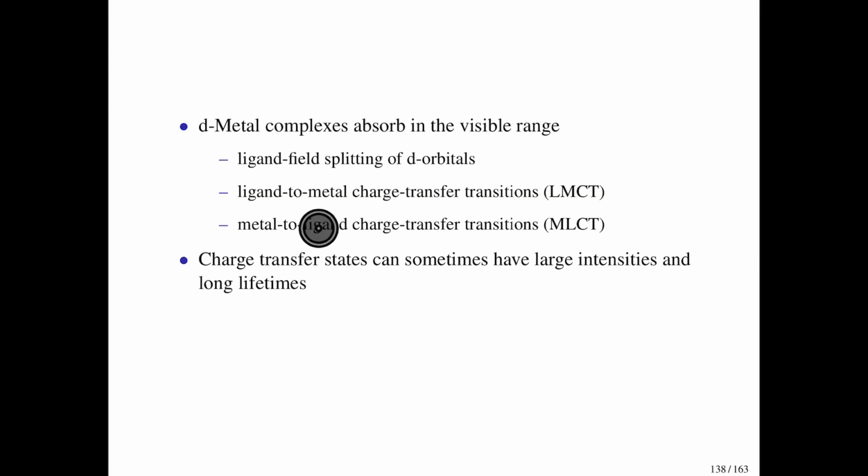And then you can also have electronic transitions where charge is transferred from the ligand to the metal, or where you have charge transfer from the metal to the ligand. So you have these different charge transfers that can take place. You can also have transitions amongst the d orbitals. These lead to some interesting states. Particularly the charge transfer states are important because they can have relatively long lifetimes, and then they have technological applications as well in terms of photovoltaic materials, solar cells, that type of thing.